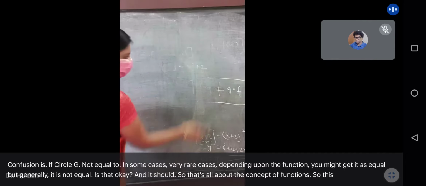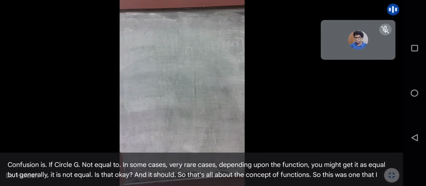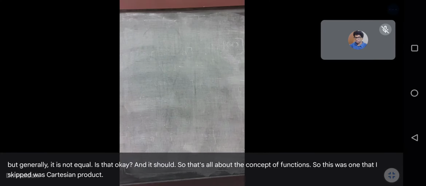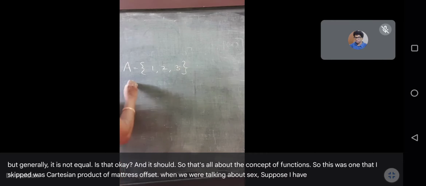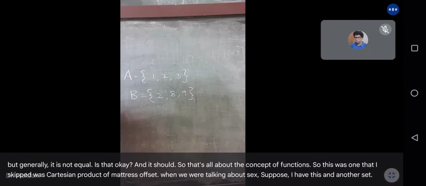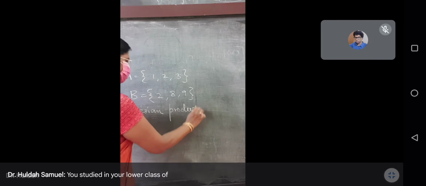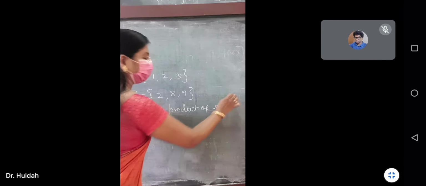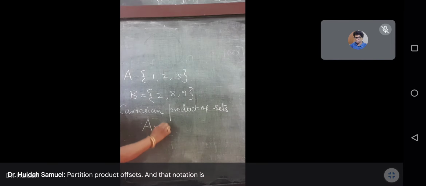So this was one topic that I left unattended. And the last topic that I skipped was the Cartesian product of sets. So when we were talking about sets, suppose I have a set like this and another set like this. Then you studied in your lower classes about the Cartesian product of sets, and that notation is A cross B.